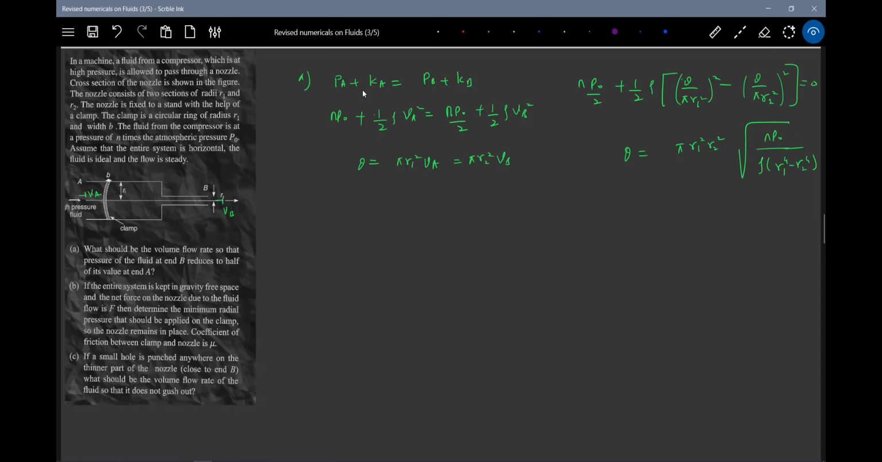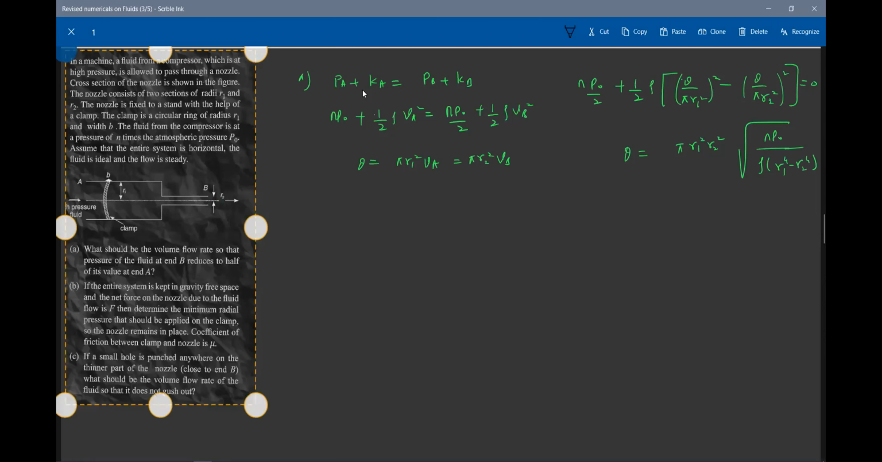So what will happen here? The fluid which is flowing will try to push the clamp, but the friction which is there will avoid it. So he is telling, if the entire system is kept in free space and the net force on the nozzle due to the fluid flow is F, the liquid which is flowing will exert a force.